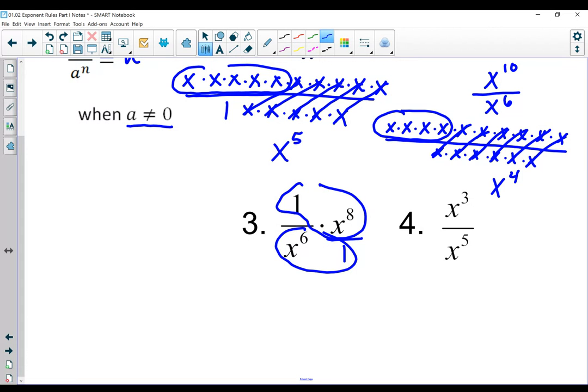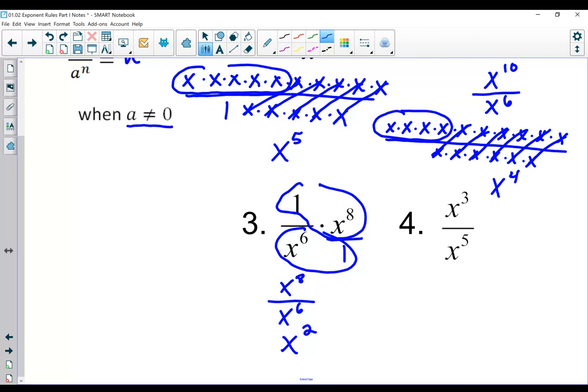So 1 times x to the 8th would just be x to the 8th. X to the 6th times 1 is just x to the 6th. And now I could use that property that we just came up with where we subtract. So 8 minus 6 is 2. So I am going to simplify this as x squared. The last one, if I was to subtract 3 minus 5, it gives me something negative. So this is kind of a strange problem.